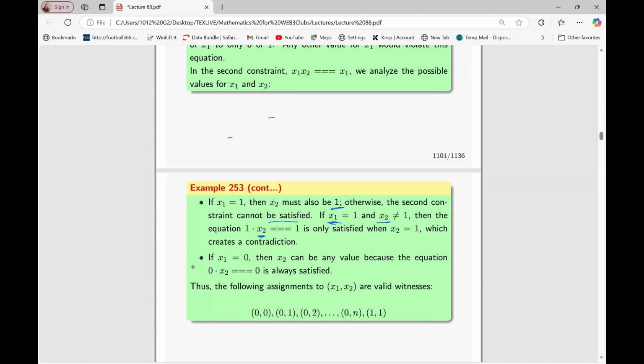Now, if x1 is 0, we've already said that x2 can be any value at that point. So part of the witnesses we expect from the prover would be 0, 0, where x2 is 0 and x1 is 0, or it can give us this, or this, or this. This is when x1 is 1. So those are the kind of witnesses we expect.